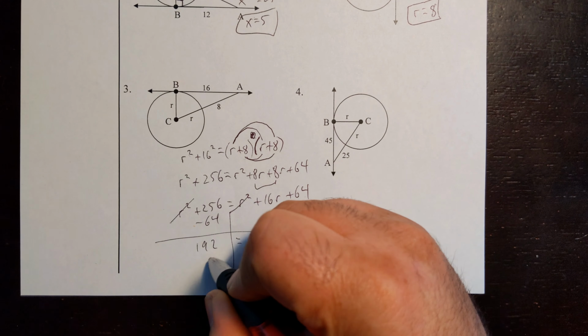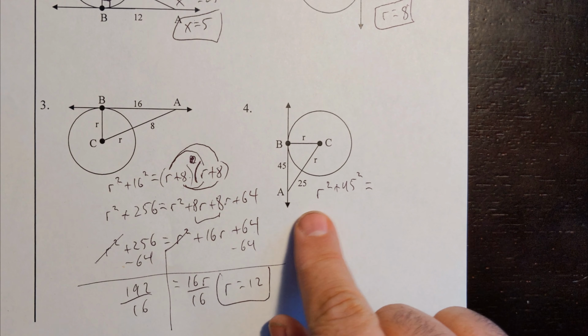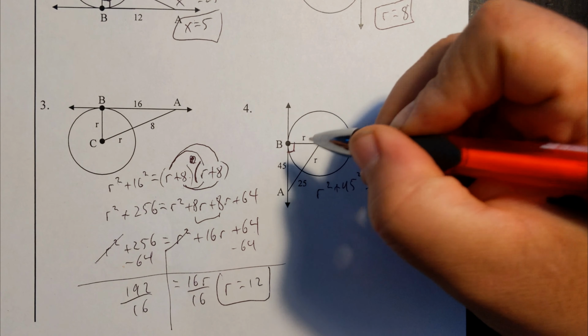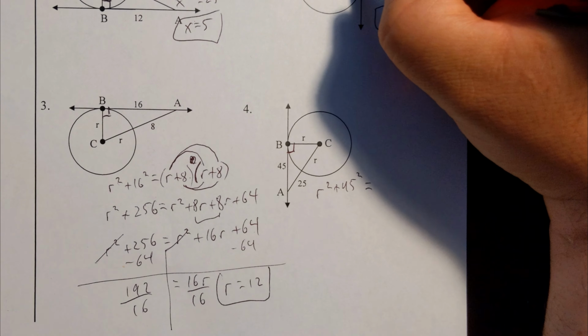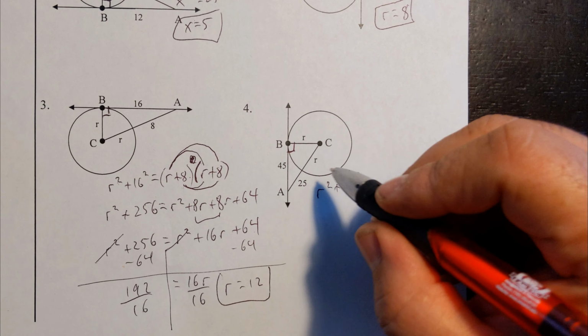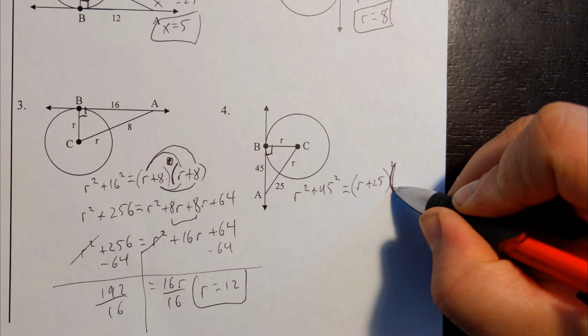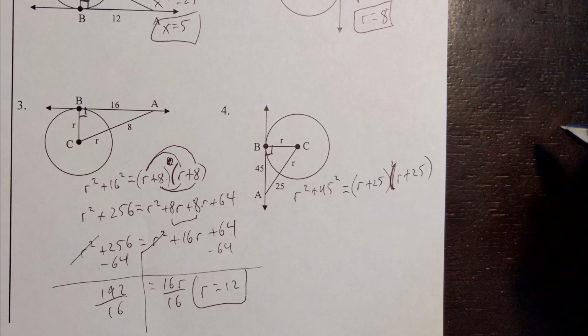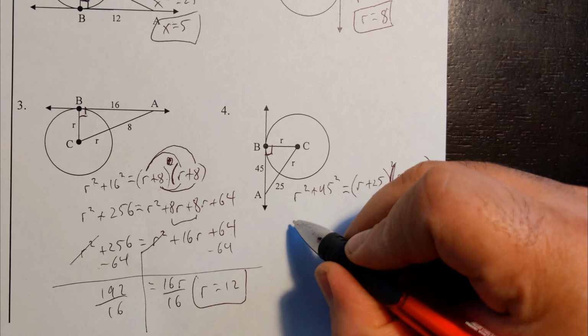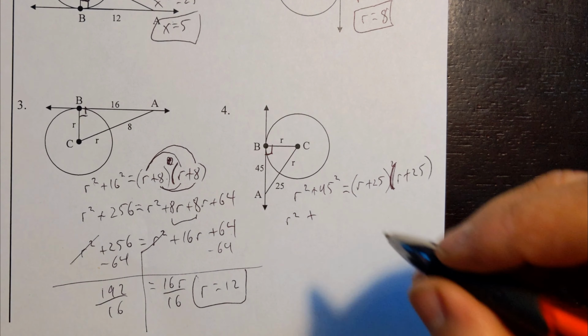So number 4 is going to be exactly the same as number 3. It's going to be the r squared and the 45 squared stay together. Those are the legs. On the other side, the r and 25, the whole thing is getting squared. So remember, that's going to mean r plus 25 times another r plus 25. On the left side, r squared is r squared. 45 squared is 2025.